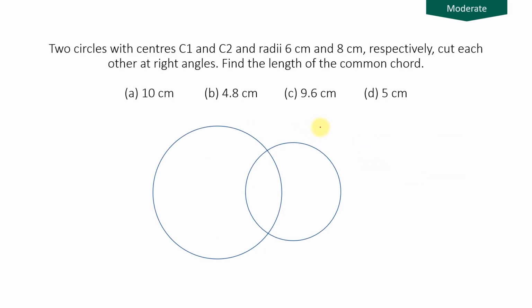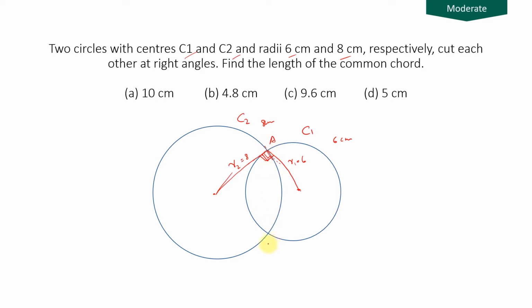Now in this question we are given that there are two circles, a smaller circle with radius 6 cm and a bigger circle with radius 8 cm, and they are cutting each other at right angle. So what this means is that at the point of intersection, if you draw the radius of the two circles, so these two radiuses are at 90 degrees. Now we have to find the length of the common chord.